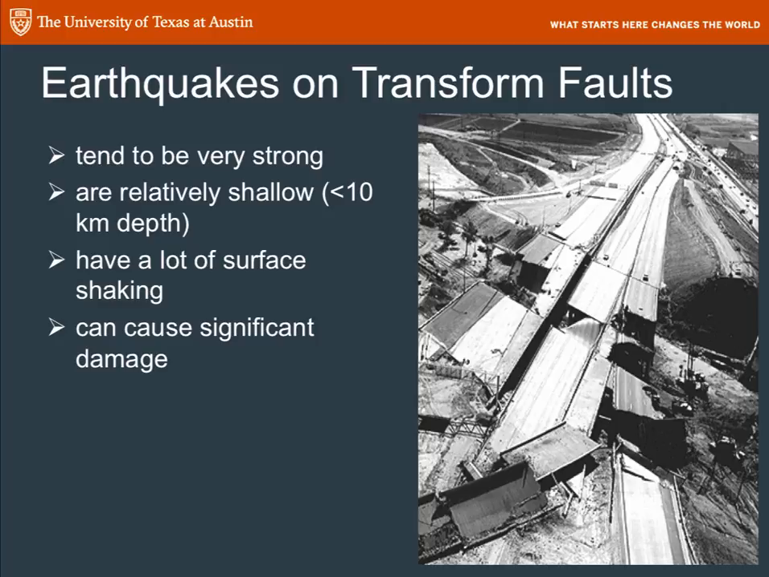Earthquakes on transform faults tend to be very strong. They're relatively shallow, usually less than 10 kilometers depth. There's a lot of surface shaking involved, and they can cause significant damage. This is from the earthquake that occurred during the World Series in 1989 and collapsed a great deal of the freeway system in the Oakland, California area.